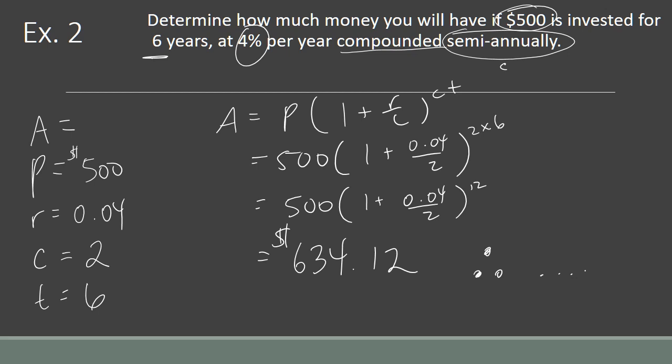And again, a quick built-in self-check. We know we probably didn't do it wrong. Maybe we had the wrong numbers, but we didn't do it wrong because we got a number bigger than 500, which makes sense. So hopefully after doing it twice, it's not too bad. Literally just plug and play into a formula.